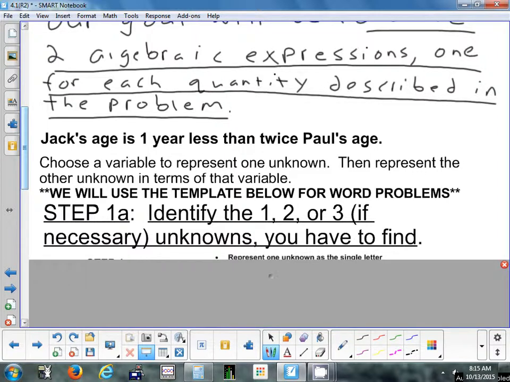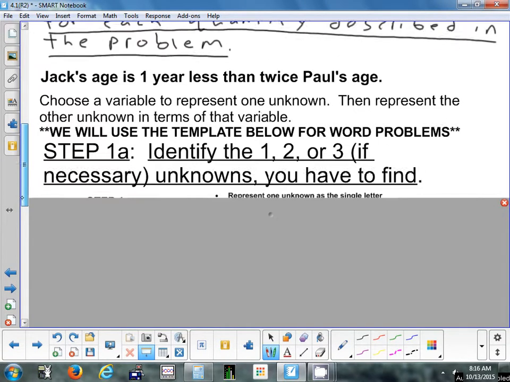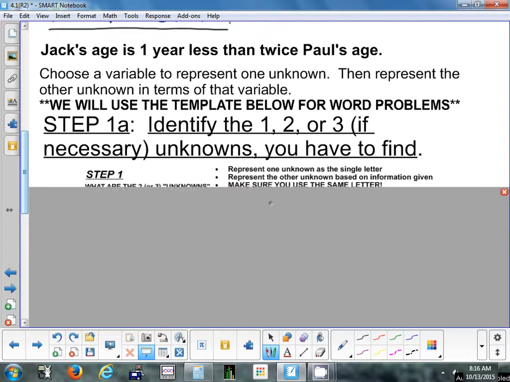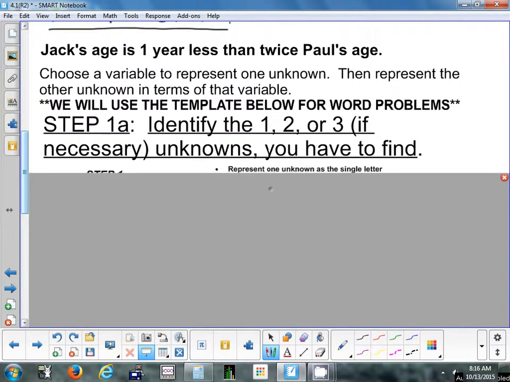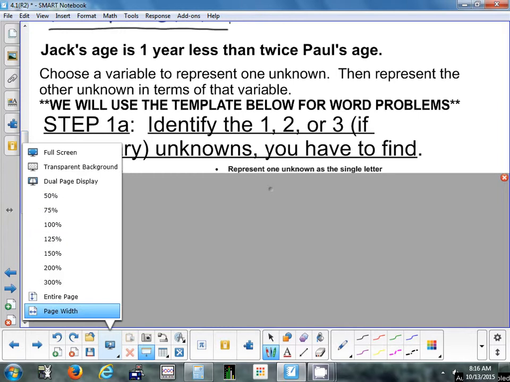Hey guys, the reason why you have a template under every step is we're just going to show you step by step how to break it down. When we have you do it normally, like on homework or on a test, you'll just have the one template to fill out. But we just want to show you step by step how it works.